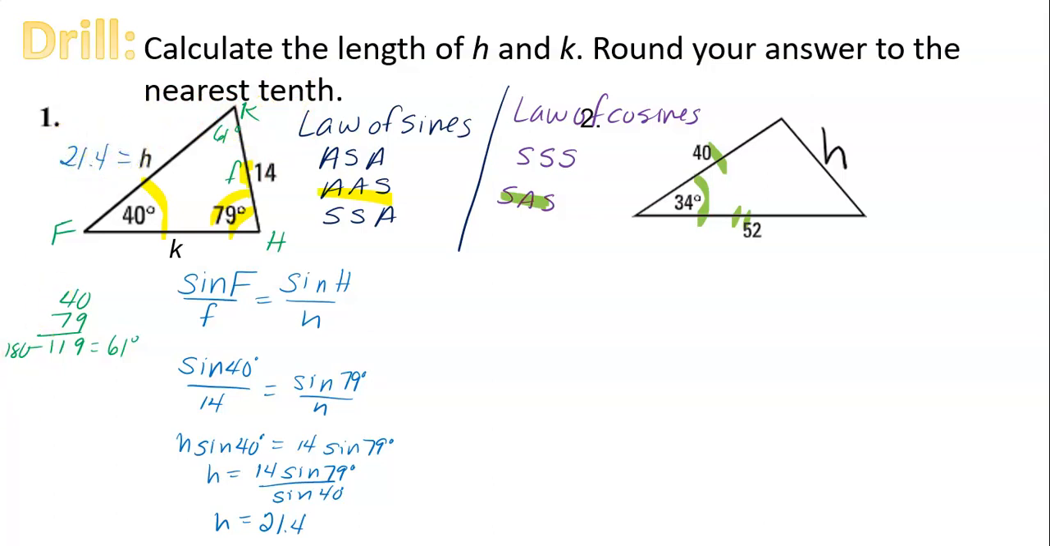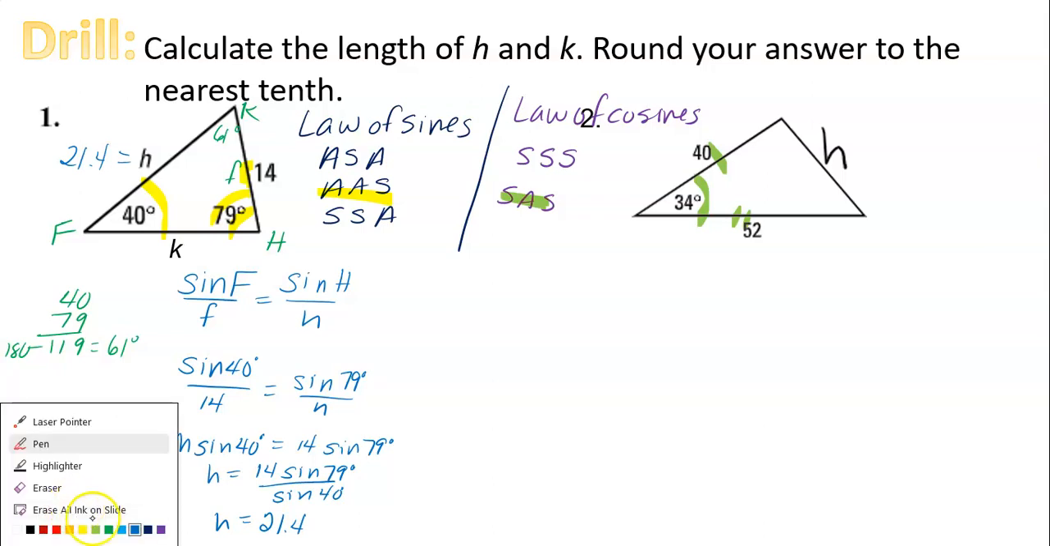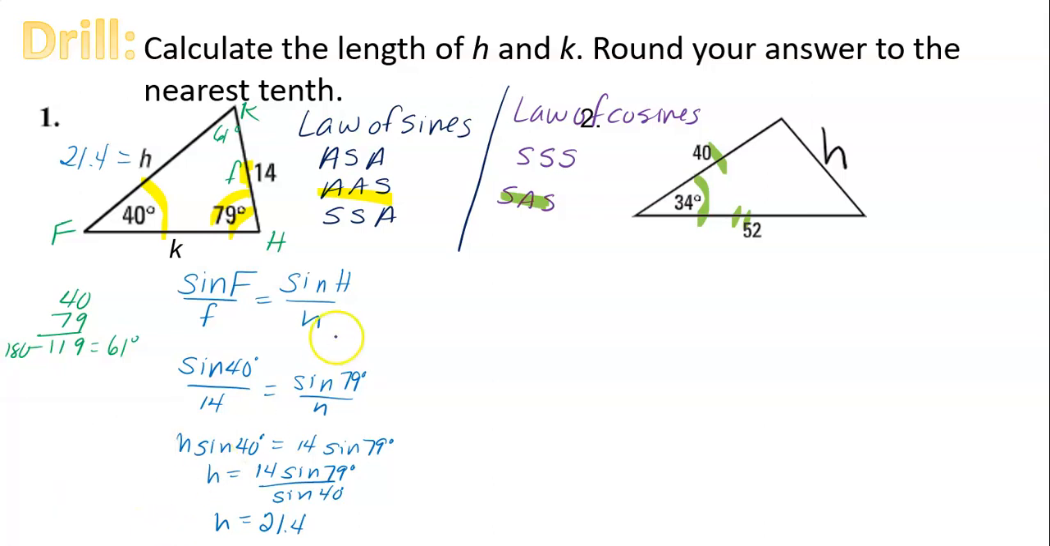Now I have to do the same thing to find k. To find side k, I'm going to do the same thing. I have the sine of f divided by side f equals the sine of k divided by side k. So the sine of 40 divided by 14 equals the sine of 61 divided by k. Cross multiply.